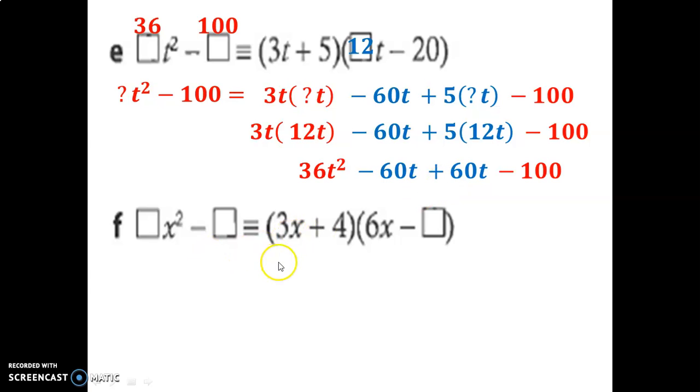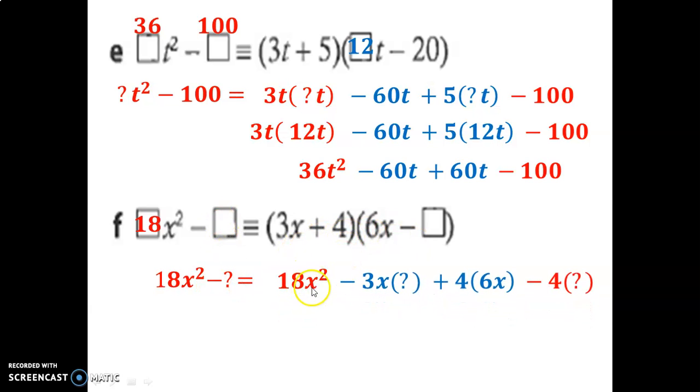Let's try the same approach here. In this case, we know this is 18 because 3 times 6 here in the beginning, we have to have 18x squared. So I'm going to write that as well. So 18x squared minus something equals this. When it's expanded, we have 18x squared.